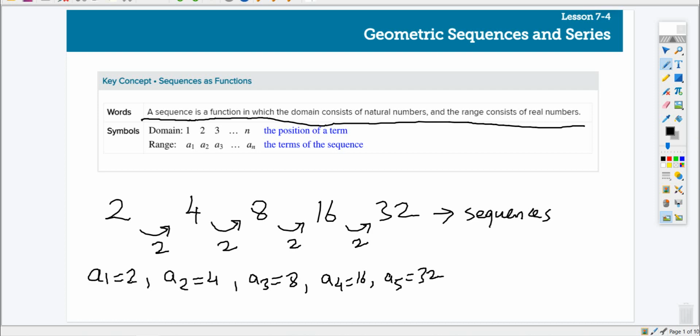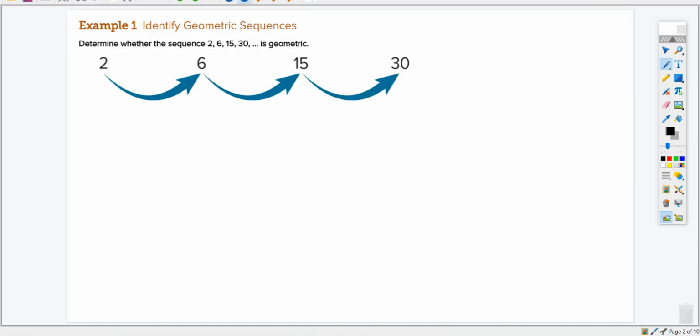So if we go back to the domain and range, the domain will be the order numbers that you have: first, second, third, fourth, fifth. That's part of the domain. And the answers you have, like the 2, 4, 8, 16, 32, they will be part of the range. That's the deal. All right, so in the first one, for example, 1 is the domain, 2 is the range. Here, 2 is the domain, 4 is the range. 3 is the domain, 8 is the range, and so on. That's the idea of the sequence. All right, so let's turn the page and start with the very first example.